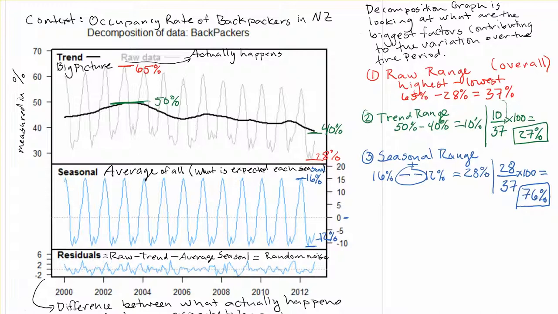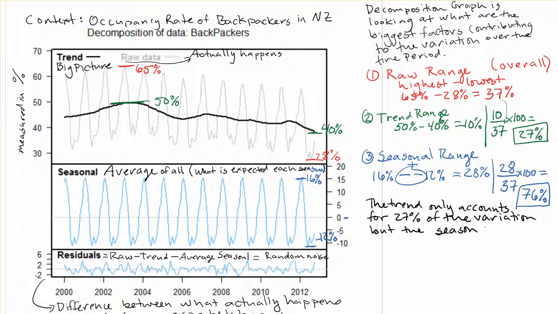I can summarize that. The trend only accounts for 27% of the variation, but the seasonal effect accounts for 76% of the variation. So the seasonal is the bigger one. Seasonal is the bigger contributor.